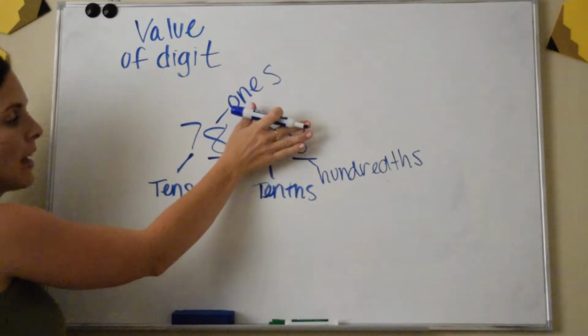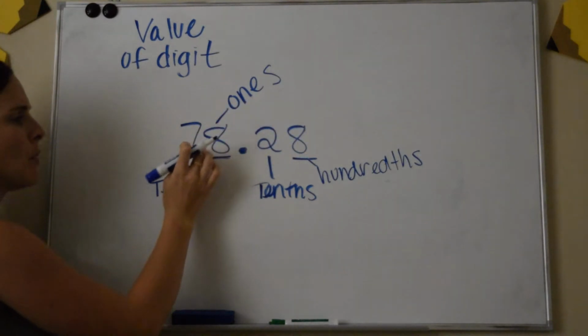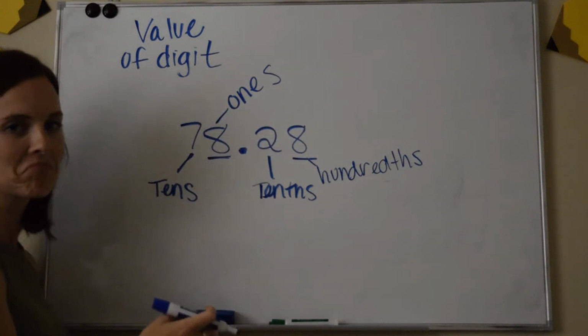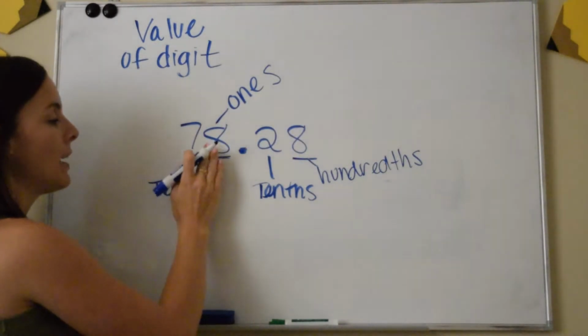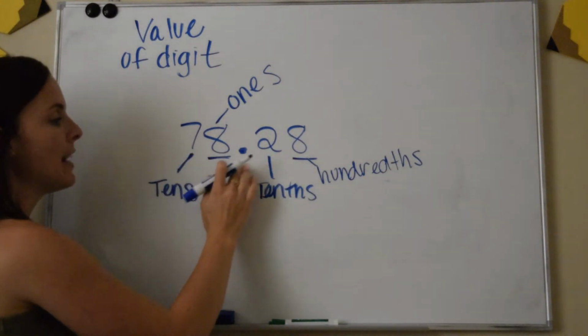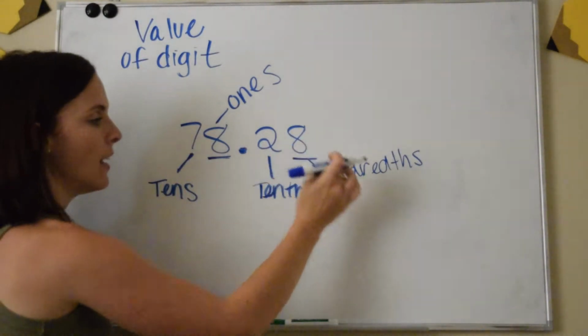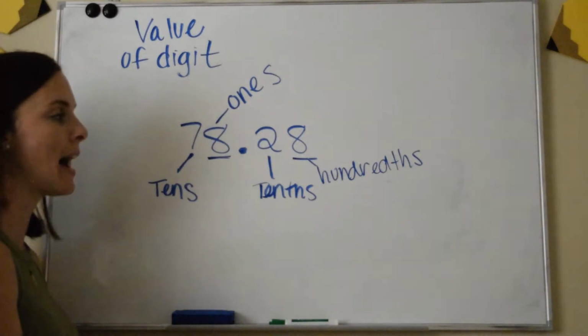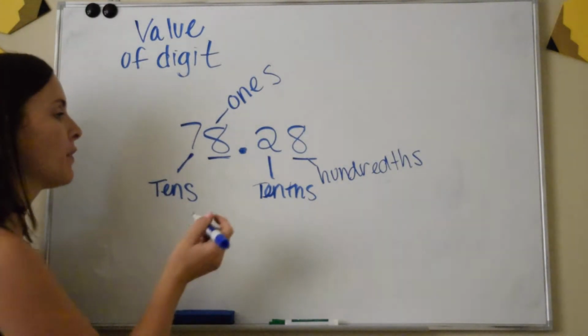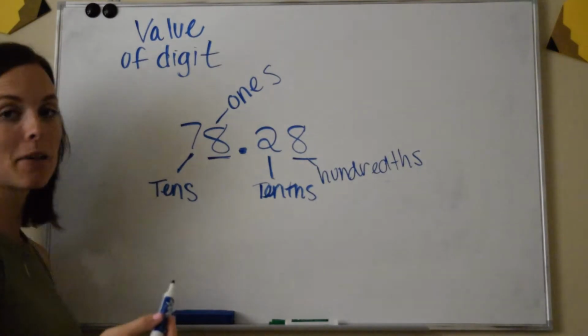If I didn't have that, it would just be 78. Notice I don't say 78 ones. It's not how we do that. But if I have a decimal, I'm going to say 78 and 28 hundredths. Okay, you have to add that on. So let's figure out the value of this 8 and this 8 and then compare it.